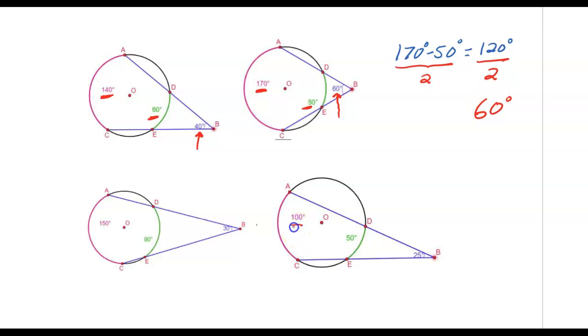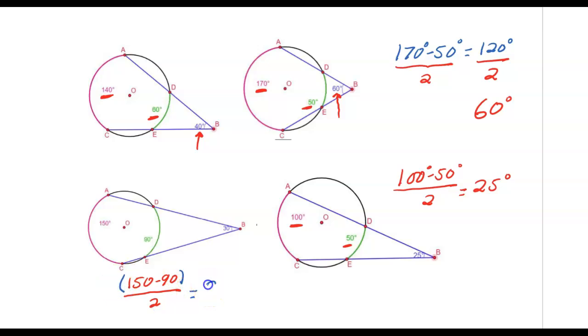If we look at the bottom example, if you subtract 50 from 100 and divide by 2, you'll get 25 degrees. In the bottom left corner, 150 minus 90, and you divide by 2, and if you're using your calculator, make sure you put parentheses, you'll get 60 over 2, which is 30.